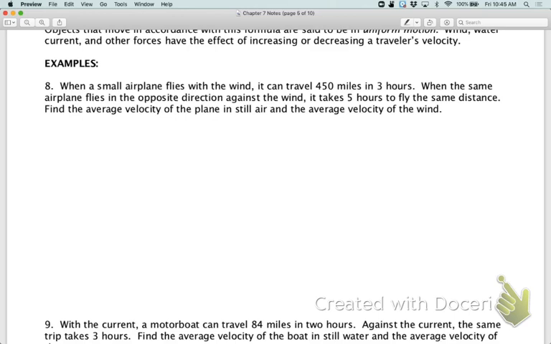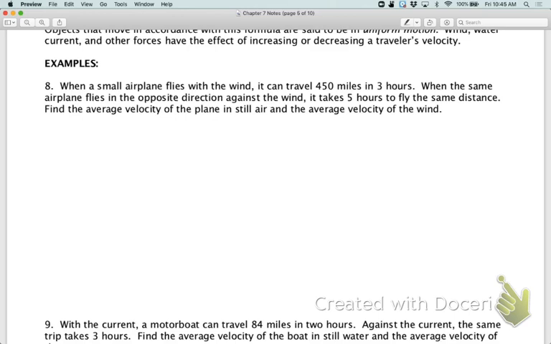The direction that we're going matters here. So, we want to know when the same airplane flies in the opposite direction against the wind, it takes 5 hours to fly that same distance. So the distance is 450 in both directions.